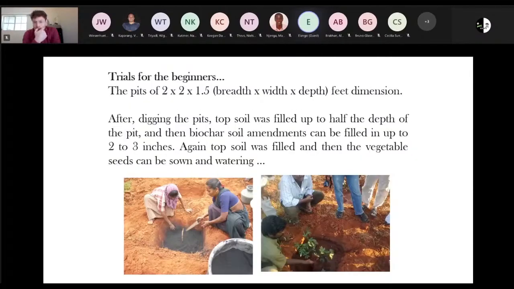Next, there are the trials for the beginners. In the early stage, the pits method will be easy for the beginners to get more clarity about the application of biochar. The pits are 2 by 2 by 1.5 feet in width and depth. After digging the pits, topsoil was filled up to half the depth of the pit, and then the biochar soil amendments can be filled in up to 2 to 3 inches. Again, the topsoil can be filled, and then the vegetable seeds can be sown and watered.